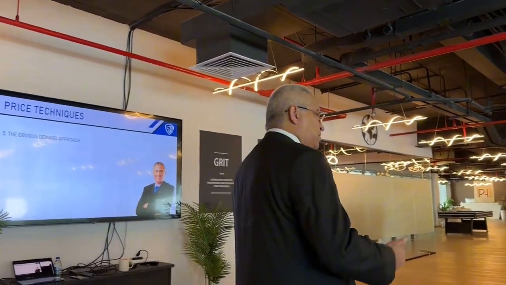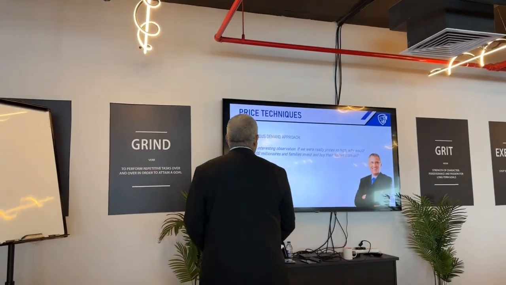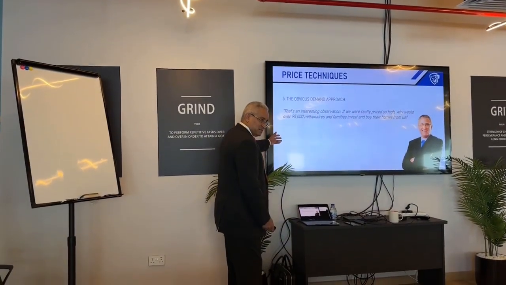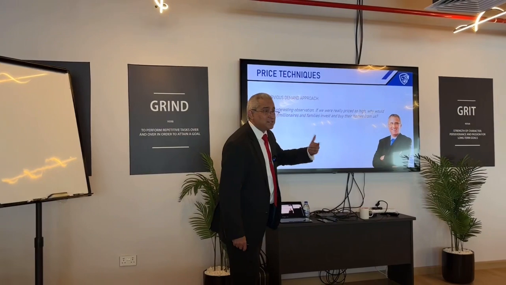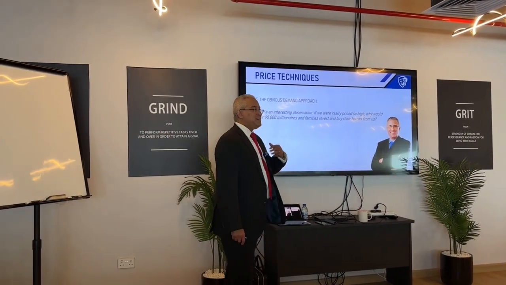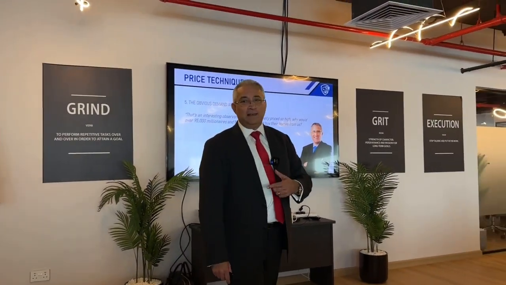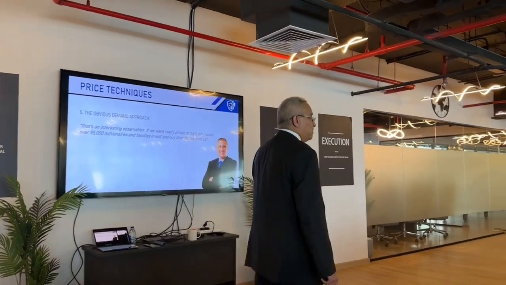So there are a couple of ways you can do it. You can go with specific numbers if you know it, depending on which developer you're working with, or you can go even a generic, vague thing, okay? So here's a couple of examples, okay? That's an interesting observation, right? If we were really priced so high, why would over 95,000 millionaires and homeowners buy their homes from us?